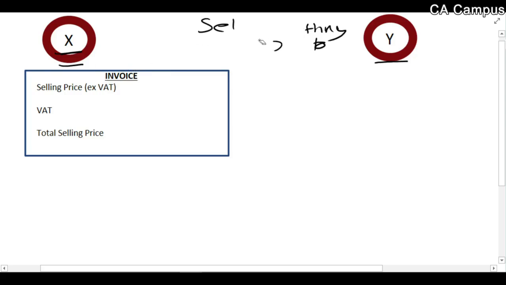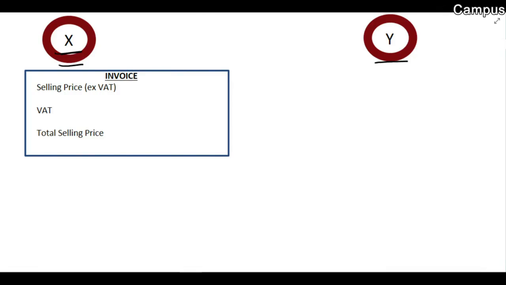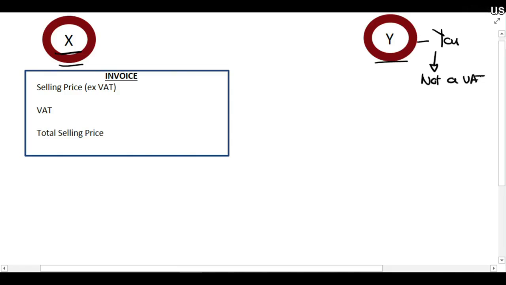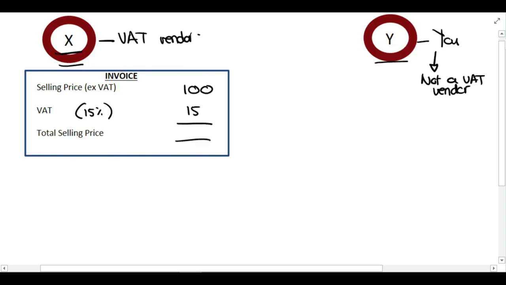So let's say you go to the store, and this is you. You are now Y, and you are not a VAT vendor, which is most of us. You and me, if I go to the store, I'm not a VAT vendor. And X is the store, and this is a VAT vendor. So if you go to the store and you buy something for 100 rands, I'm just going to use this simple example the whole time. They charge you VAT at 15%. It means that you pay a total of 115 rands.